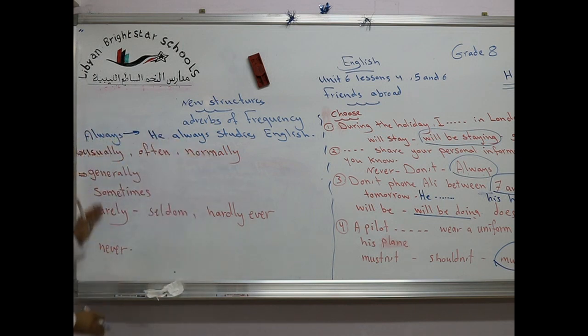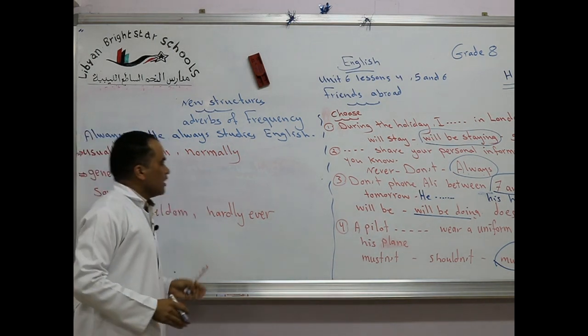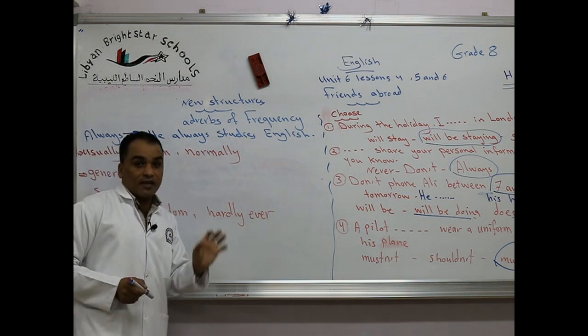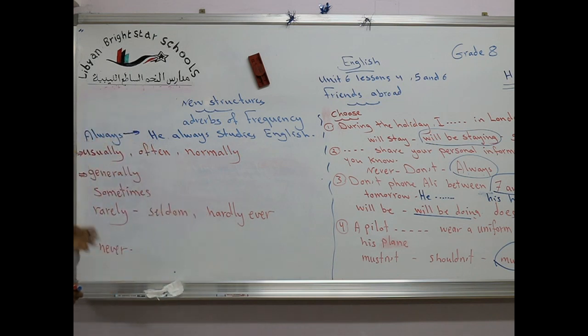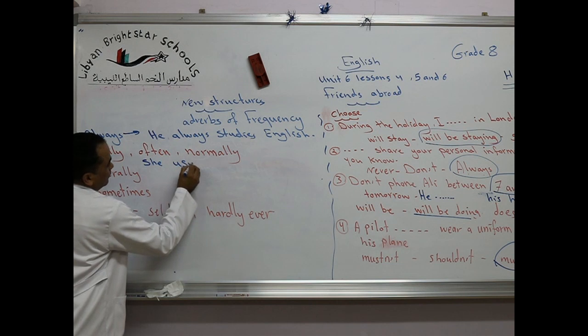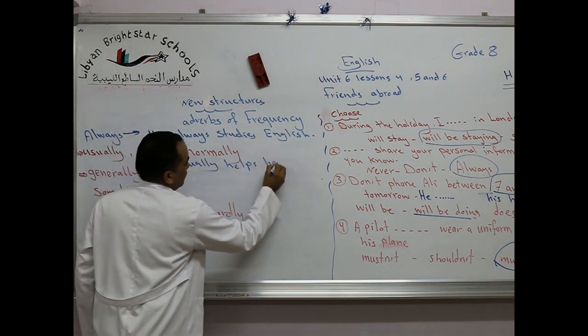Usually, often, normally are used when the action happens many times. So the difference between them: always means all the time, while usually, often, normally are used when the action happens many times. For example, she usually helps her mother.